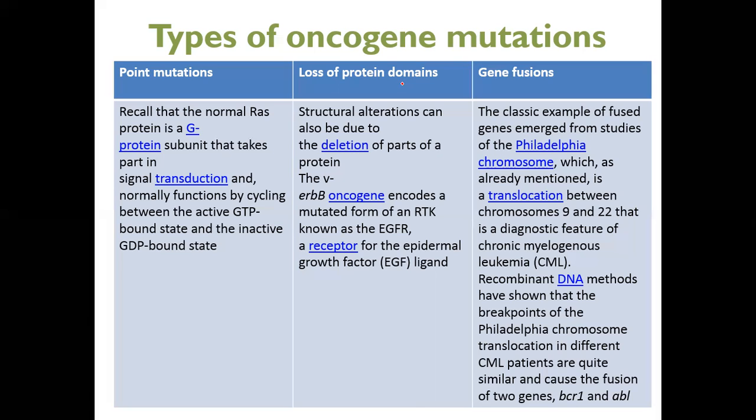Recombinant DNA methods have shown that the breakpoints of the Philadelphia chromosome translocation in different CML patients are quite similar and cause the fusion of two genes, BCR and ABL. So in this disease, two genes are fused because of the translocation: BCR and ABL.